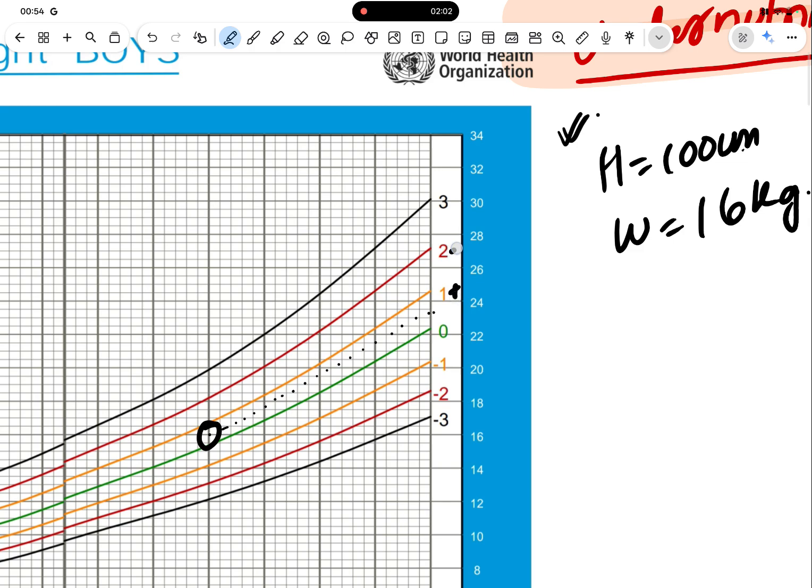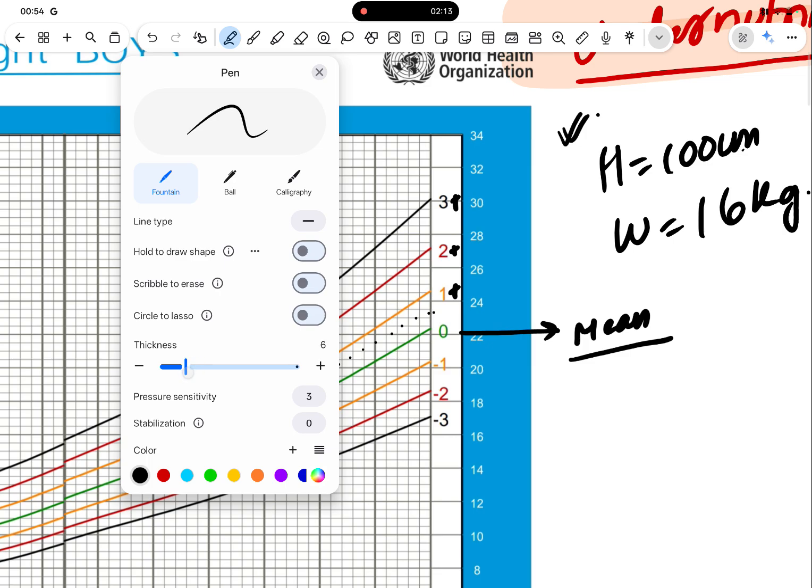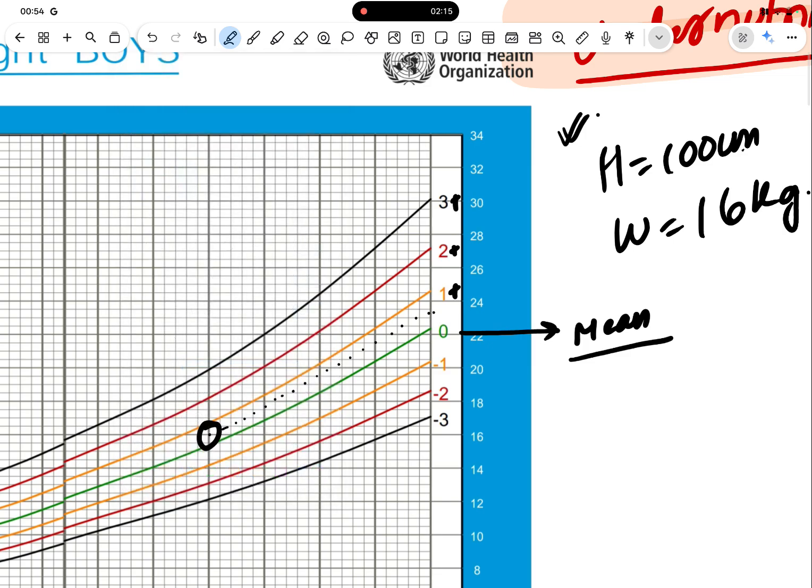These are standard deviation, plus 2 standard deviation, plus 3 standard deviation. 0 is the mean. Okay, mean means 50th percentile. Plus 1 standard deviation means 85th percentile, plus 2 standard deviation means 97, and plus 3 standard deviation means 99.8.